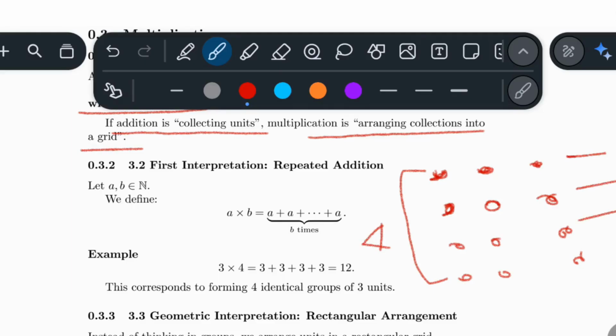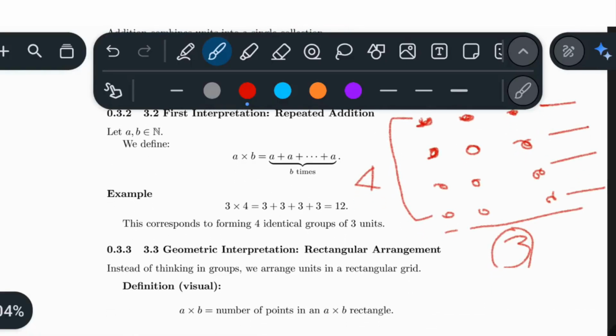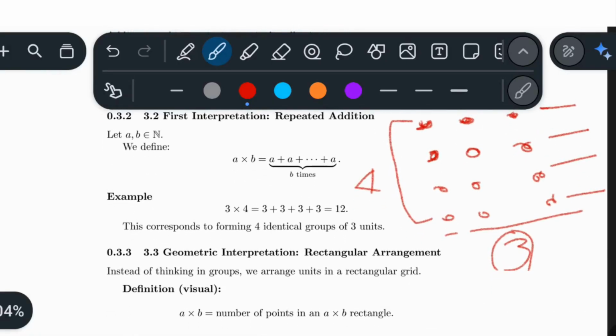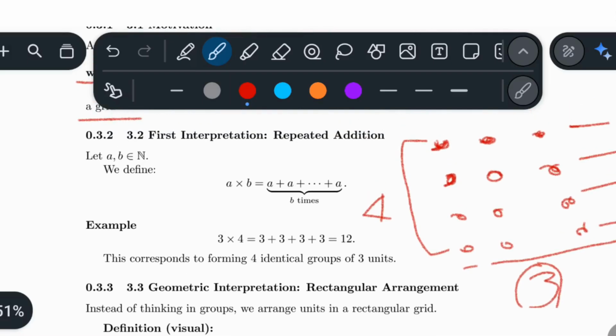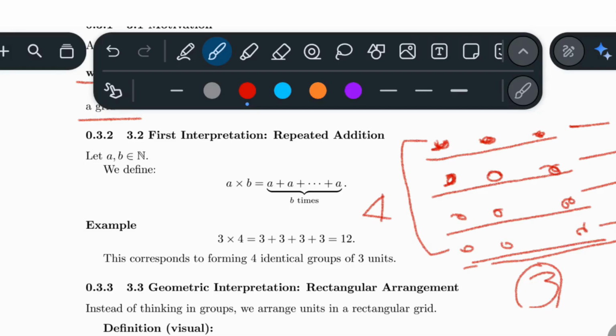Four places, 3 dots, and we have to just calculate how many dots are there. So how do we do this? Just see. Here we are writing 3 dots into 4 groups, or we can say 4 dots into 3 groups, and so there are 12.